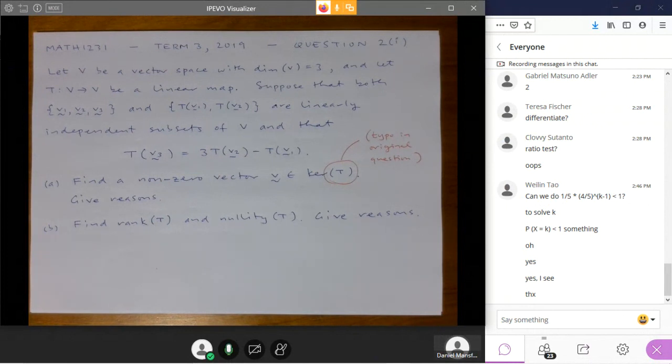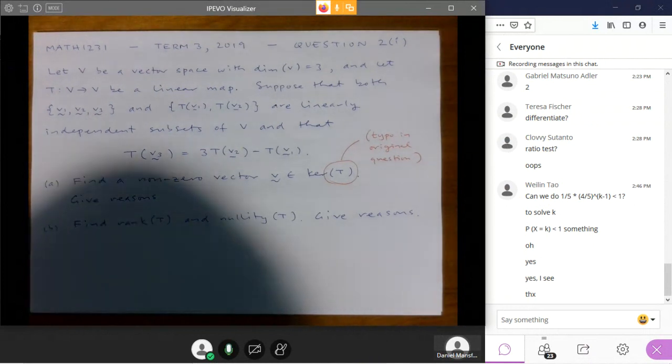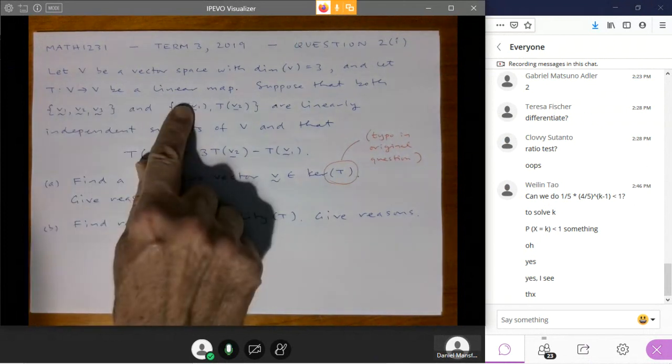Okay, so I hope people have had the chance to write all that down. It means that T of U plus V is always equal to T of U plus T of V, and T of lambda times V is always equal to lambda times T of V. So that's T from V to V is a linear map.